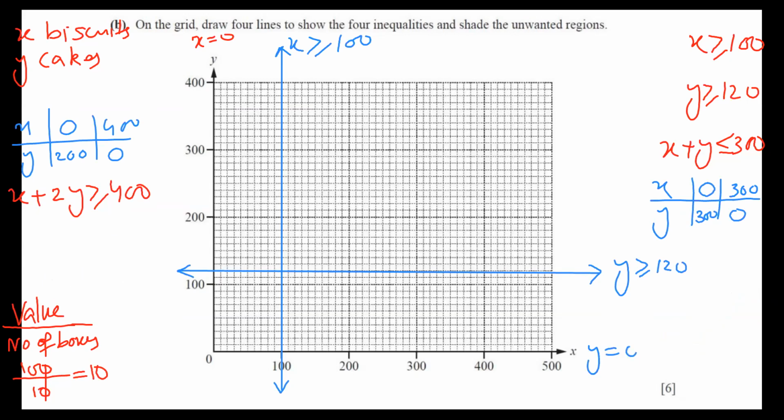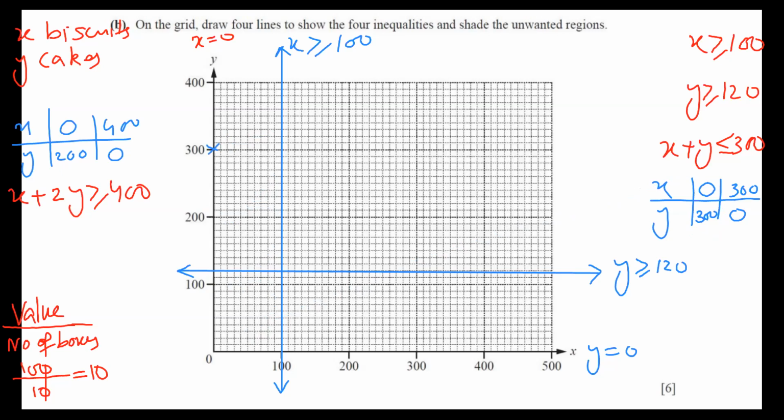Now two lines I plotted already. Two more lines I have to make. How to make this line? Get ready. Here x0, y0; here x0 but y100; here x0 but y200; here x0 and y300. So this point was required. I label it here.